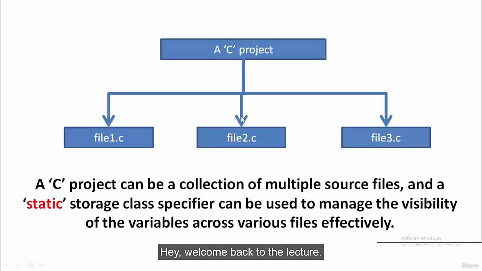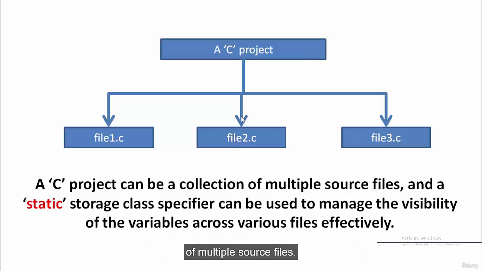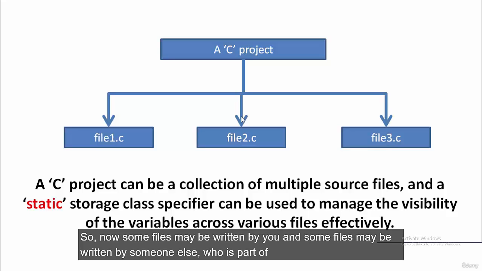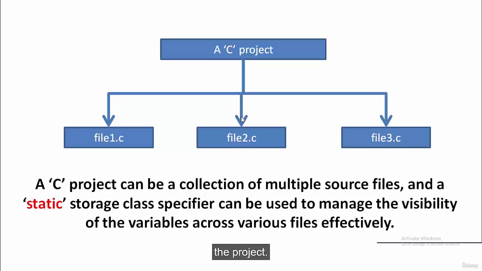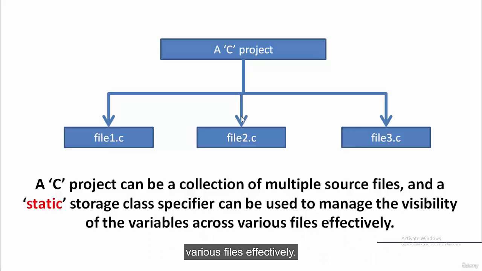Welcome back to the lecture. So now let's see some more use cases of static storage class specifier. A C project can be a collection of multiple source files, right? A project may be having many source files such as, let's say, file1.c, file2.c, file3.c, etc. Some files may be written by you and some files may be written by someone else who is part of the project. In this case, a static storage class specifier can be used to manage the visibility of the variables across various files effectively.